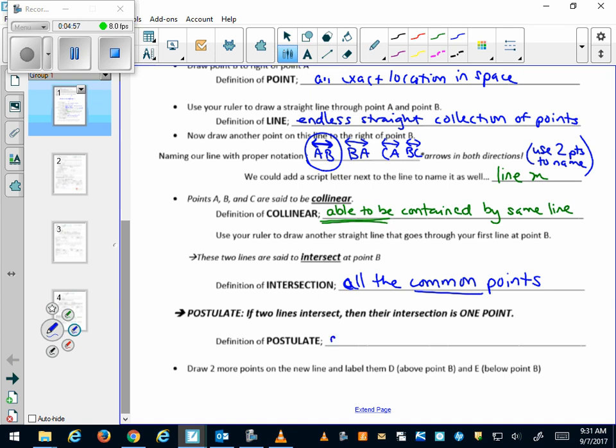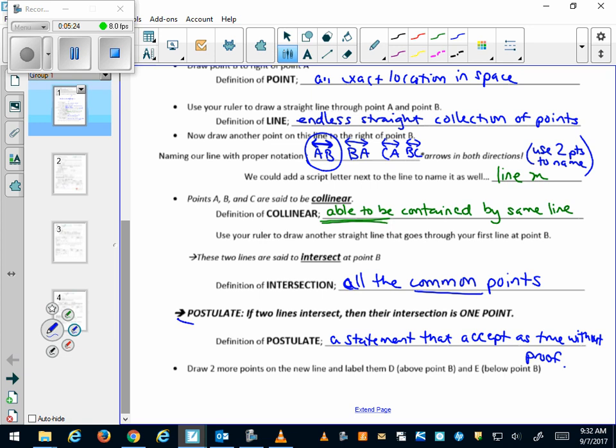statement that we accept as true without proof. So sometimes in this class we're going to formally prove things, but sometimes we're just going to accept something as being true without proof because it's not able to be proven formally.